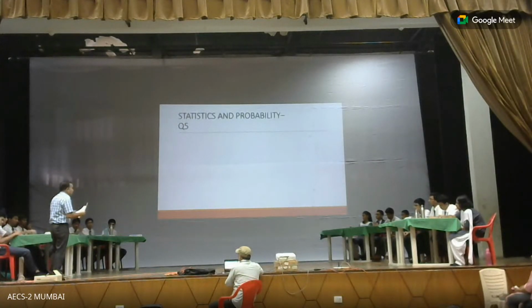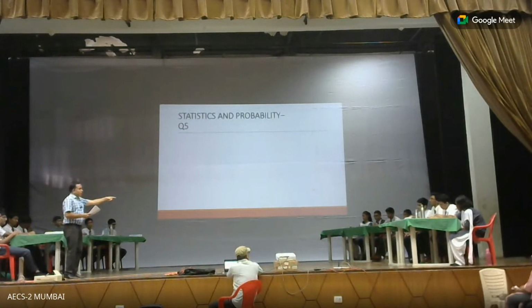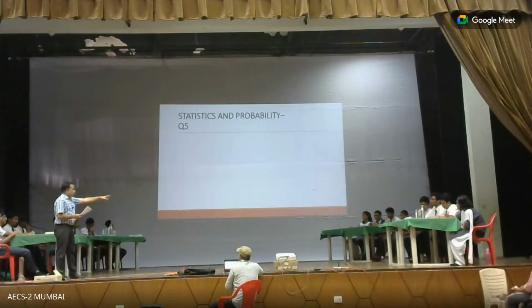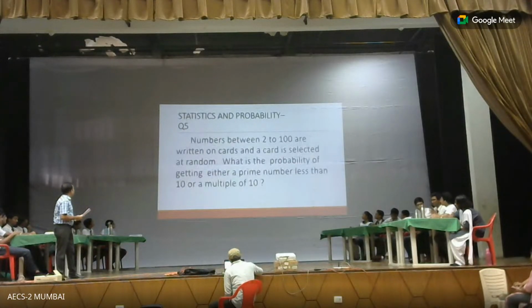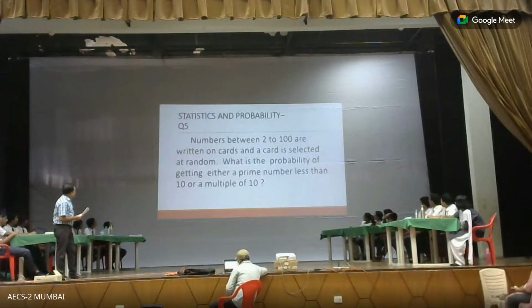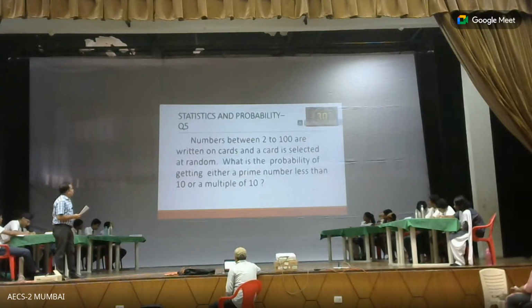The next question goes to Team Aryabhatta. It was originally asked from Shakuntala, now Team Aryabhatta. Are you ready? Question number 5 from Team Aryabhatta. Yes, sir, display the question. Numbers between 2 to 100 are written on cards, and a card is selected at random. What is the probability of getting either a prime number less than 10 or multiple of 10? And your time begins now.